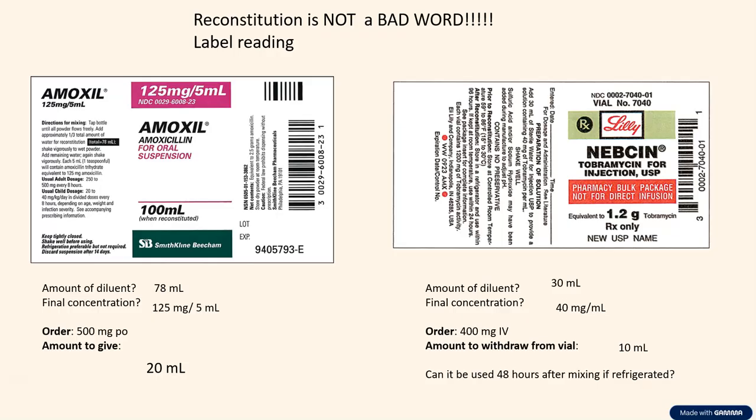Sometimes we're going to ask you other information that's contained in the label. In this case, we're asking, can it be used 48 hours after mixing if refrigerated? According to the label, it must be stored refrigerated and used within 96 hours. So, the answer is yes. Do not fall for the next words which say, if kept at room temperature, used within 24 hours. So make sure you pay attention to what each label is saying.